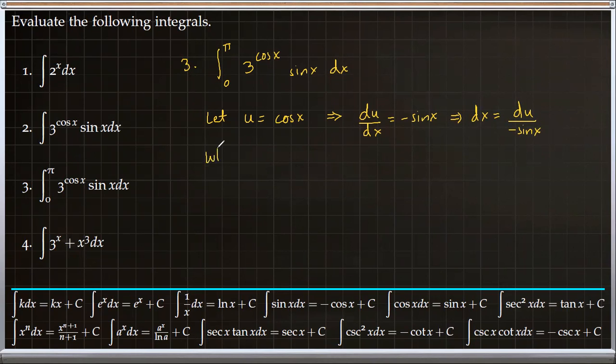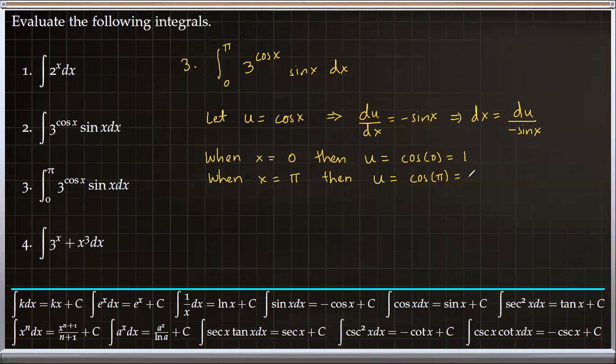And then we also want to change the limits, because these given limits of integration are for x. We want the limits for u. So when x is 0, we have u equals cosine of 0, which is simply 1. And when x equals pi, then we have u equals cosine of pi, which is simply negative 1. So now we are ready to write the integral.